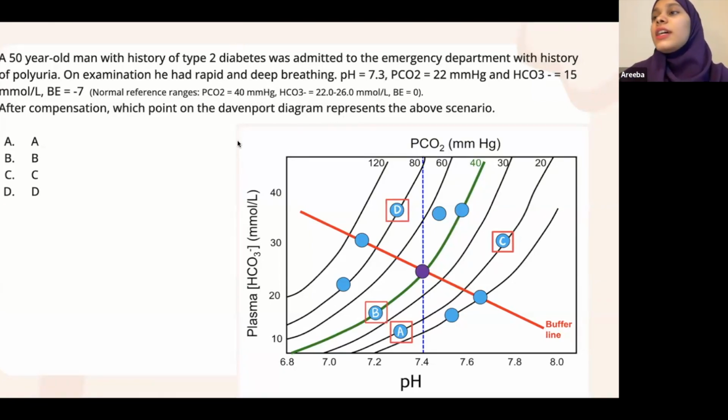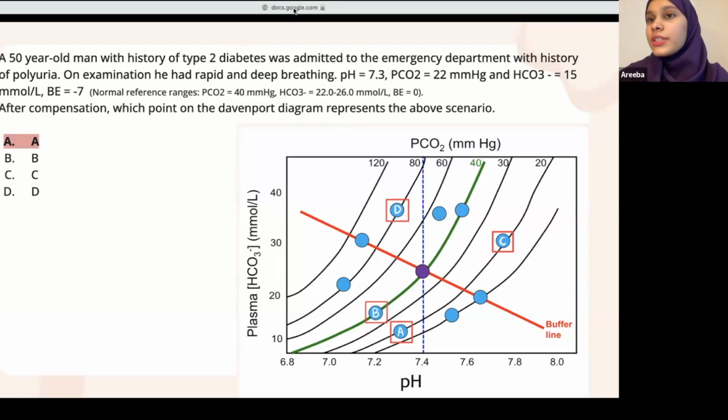Okay, so the answer would be A. It would be point A in the diagram. First, we're going to look at how we determine the scenario so that we can pinpoint it on the Davenport diagram. We have three things to look at. First we look at the pH of the patient. The pH here is 7.3, and 7.3 is lower.